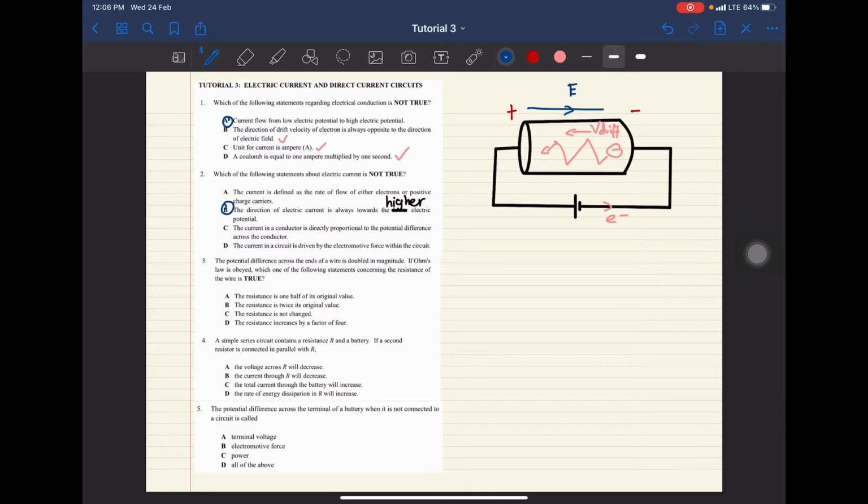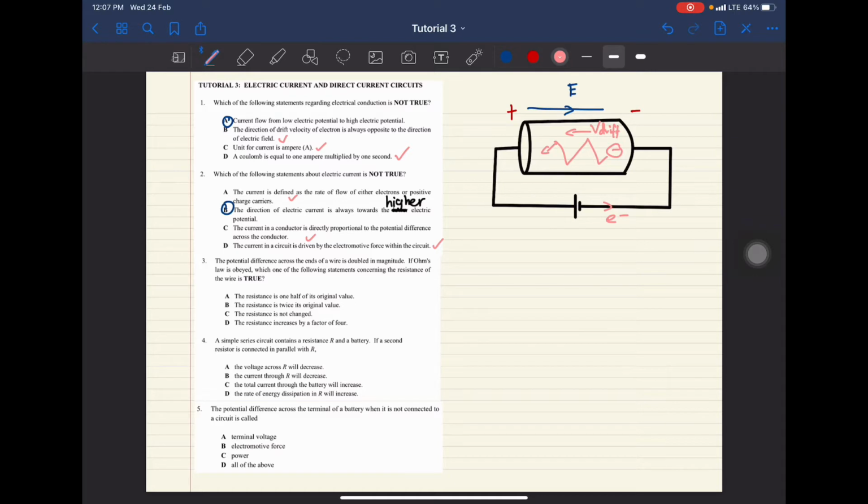The current in a conductor is directly proportional to the potential difference across the conductor. That one is correct, from Ohm's law. The current in the circuit is driven by electromotive force within the circuit, correct as well. That one is EMF. So question number 1 is A, question number 2 is B.